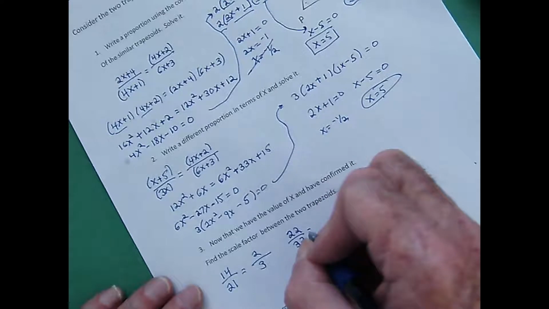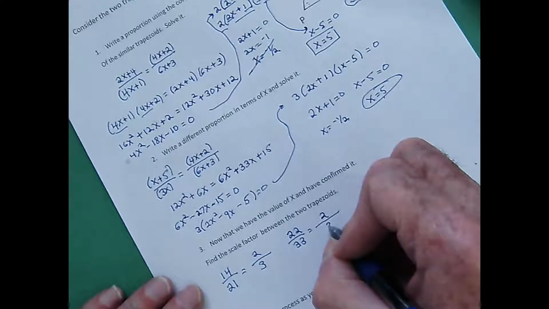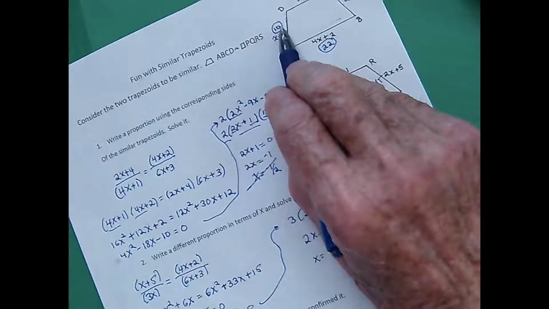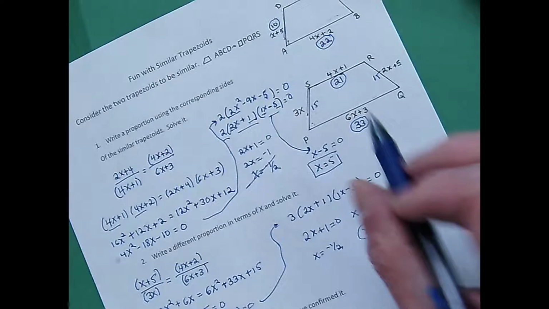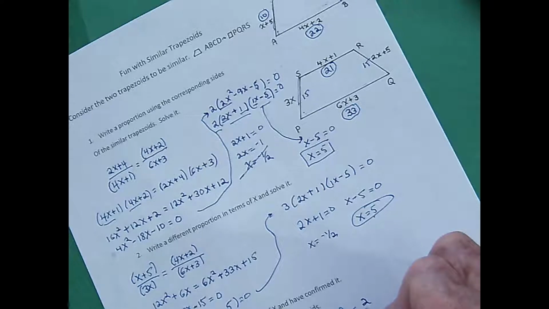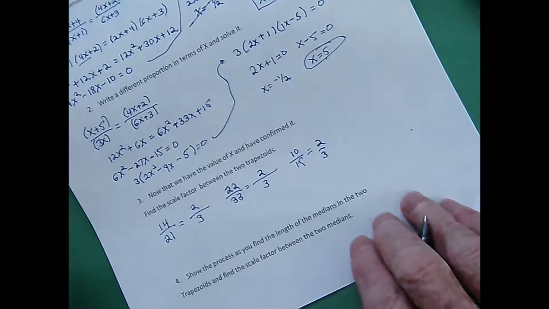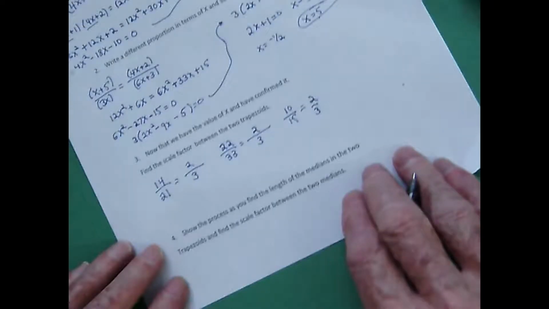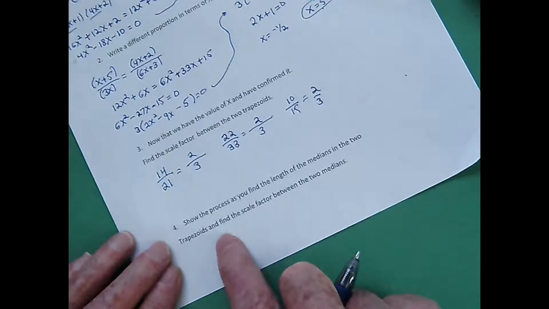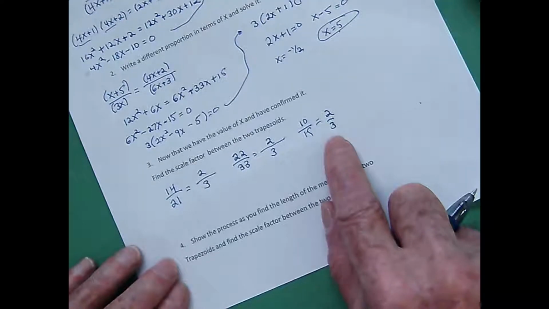Is that going to clean up? Yeah, it does. 11 goes into both of them. It's still a ratio of 2 to 3. Had I compared the other edges, the 10 to the 15, yeah, that's going to be the same idea, huh? 10 to 15, still in a ratio of 2 to 3. Had we found the perimeters, they would have been also in a ratio of 2 to 3, but I won't force you to do that right now. Show the process as you find the lengths of the medians in the two trapezoids and the scale factor between the two medians. I bet the scale factor between the medians will also be 2 to 3.